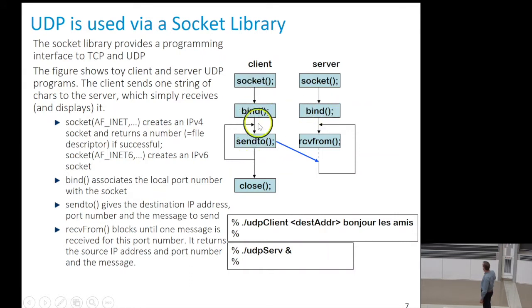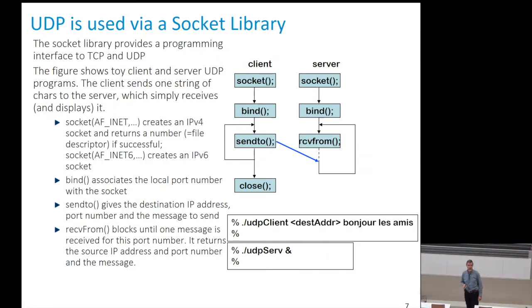And then once you've done that, in the simplest case, you use a call such as send to. The to in send to means that in the arguments of the call are the message, of course, but also the identity of whom you're sending to. What is this identity? It is the IP destination address and the port number of whom you're sending that to.